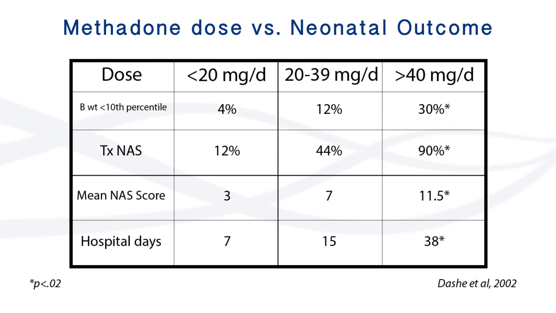Mean neonatal abstinence score using the NAS abstinence score created by Finnegan. The mean score, again, went steadily higher with increasing dose, 3, 7, 11.5, and then length of stay in the hospital from 7 to 15 to 38 days.